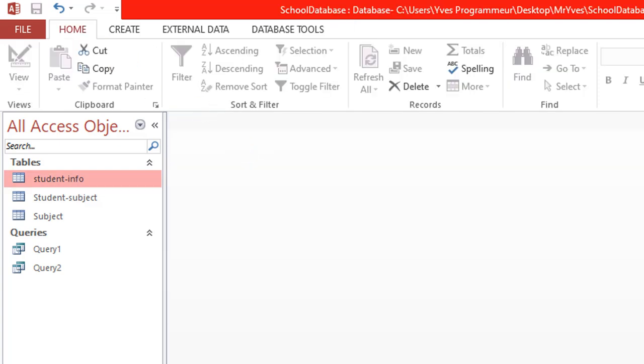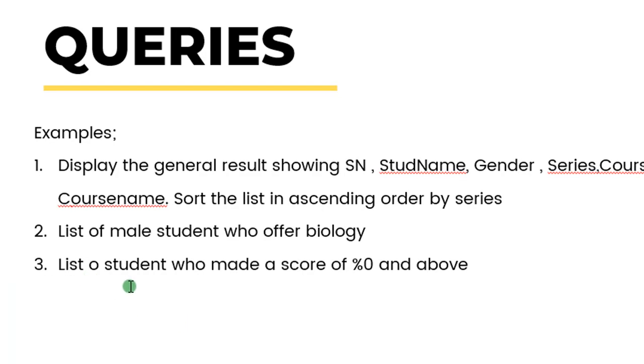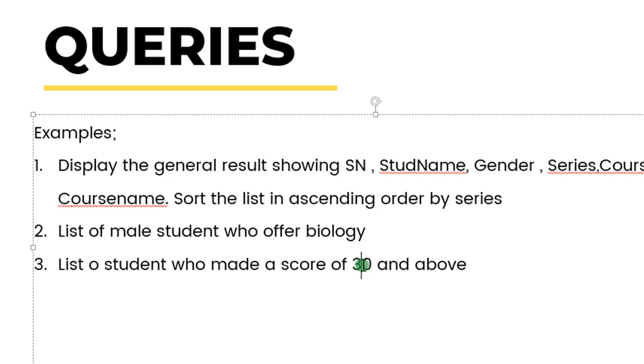Now let us move to the last exercise. They say list of students who made a score of... Okay, I will correct this question, please. Let me take even 50. Good. So list of students who made a score of 50 and above.